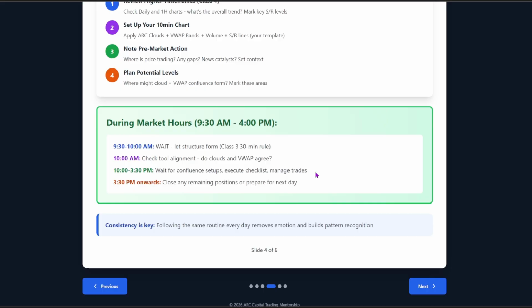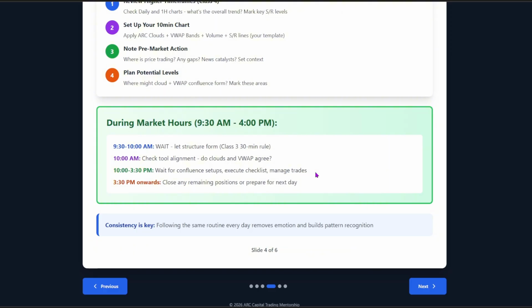During the market, from 9:30 to 10, wait, let structure form. Remember, guys, the 30-minute rule from class 3. You want to let that first 30 minutes go by because they can be very volatile. There could be some news that's going to come out at 10. So it's just better to not get into any early trades. We usually get pullbacks to the clouds and VWAPs, and if it is a choppy day, you'll be able to save yourself from a lot of stress, right?